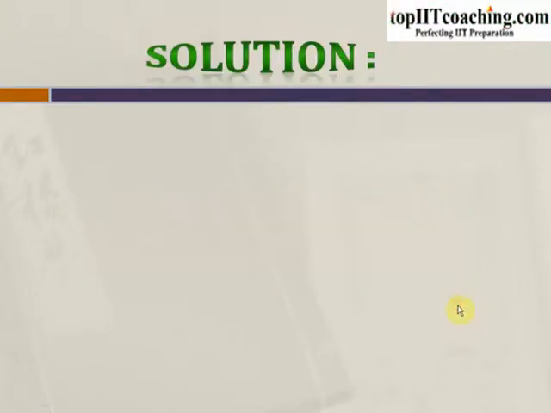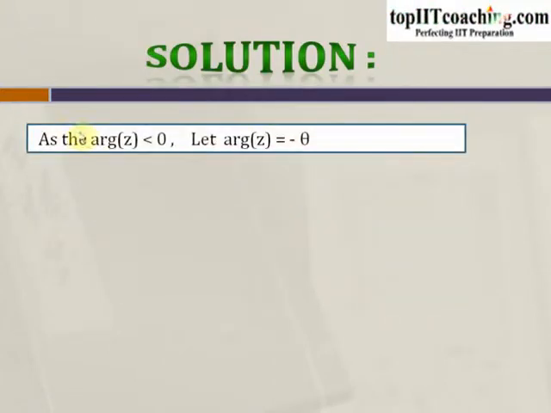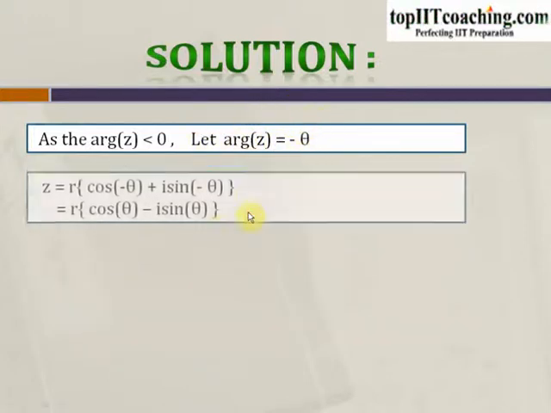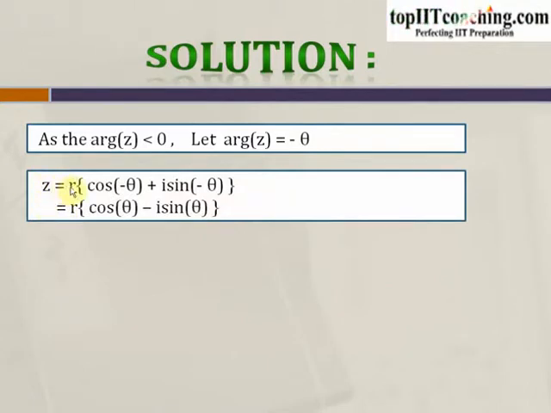So let's see how to solve this problem. Given to us is that the argument of z is less than 0. So let us say that the argument of z is equal to minus theta. The theta is a positive angle. Now z could be written as r times cos of minus theta plus iota times sine of minus theta. We have written z in a polar form where the modulus of z is equal to r and the argument is equal to minus theta.